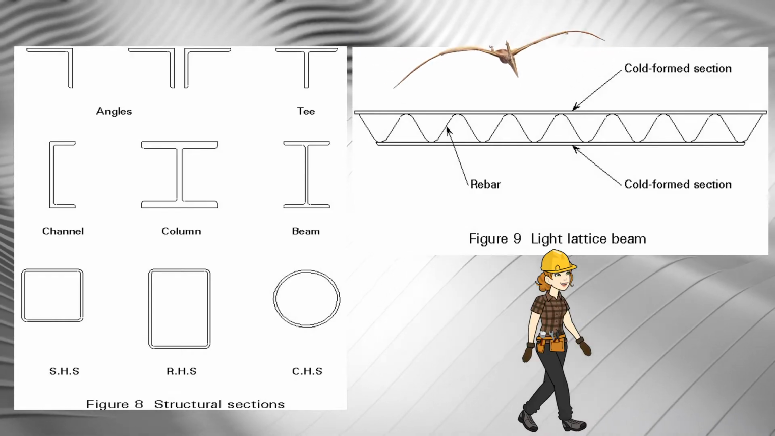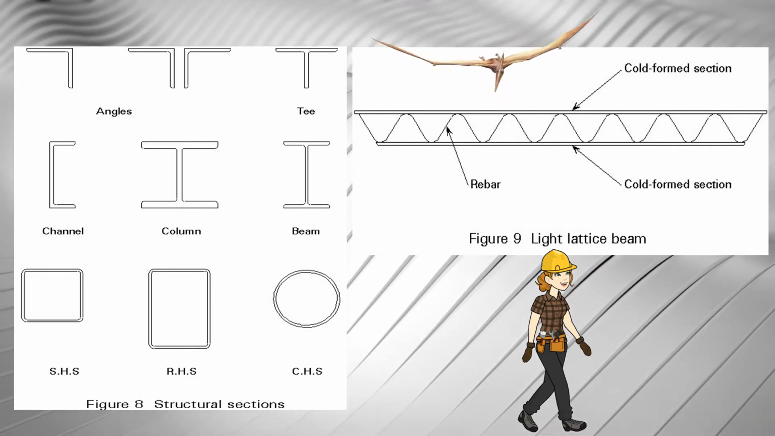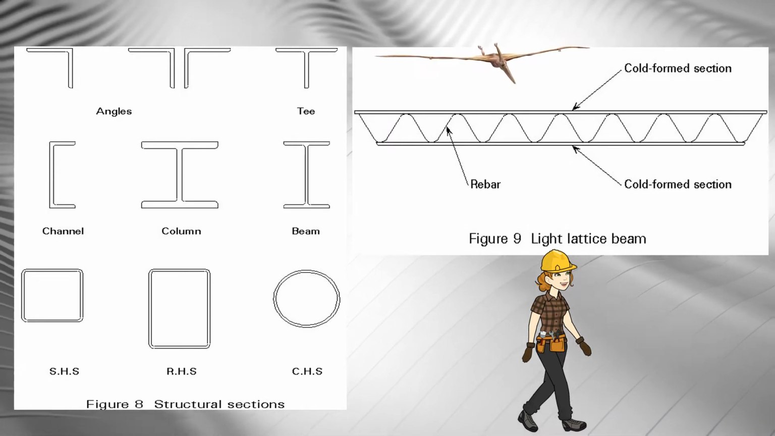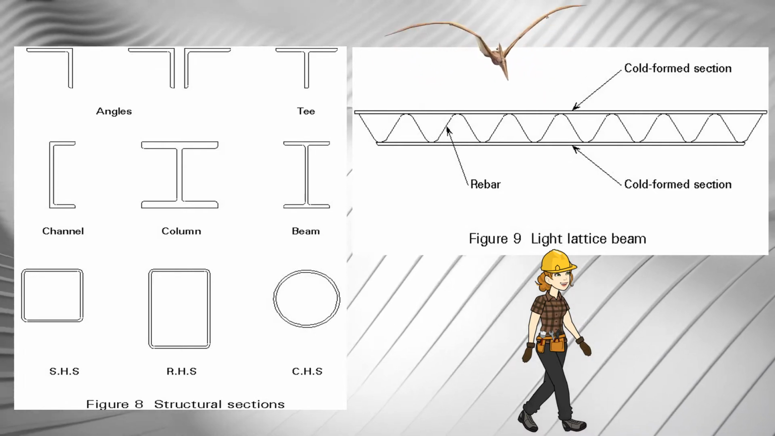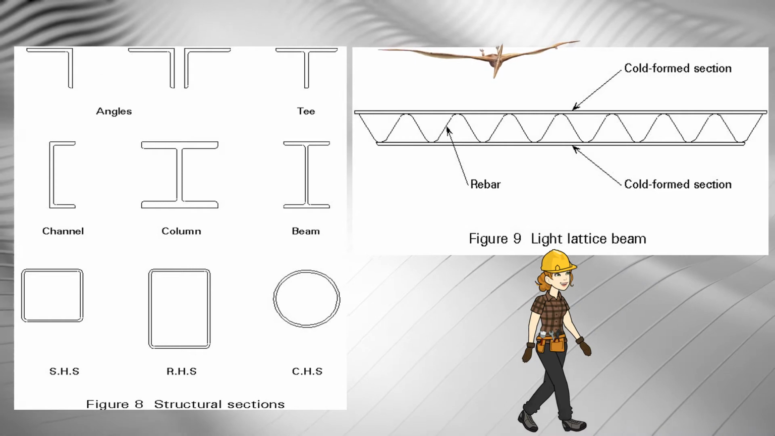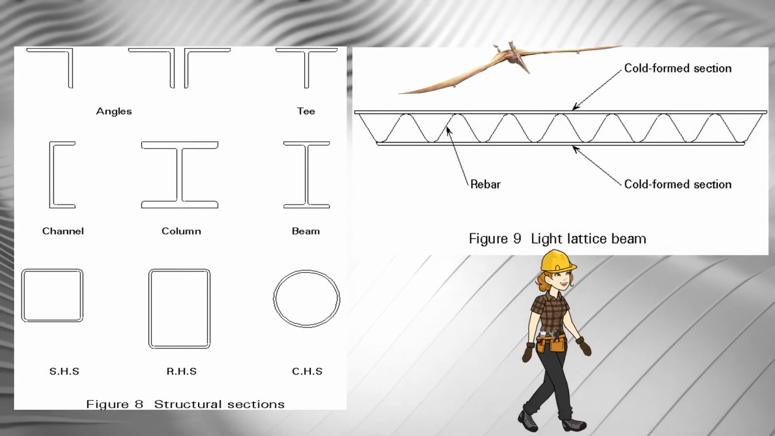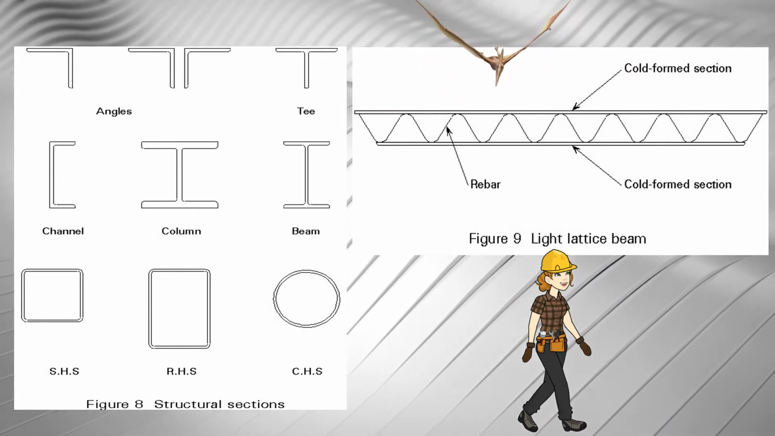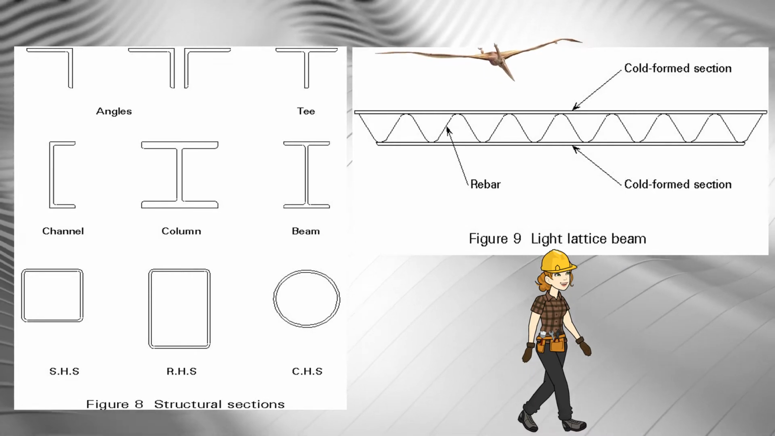A wide variety of structure sections may be used for lattice girders and roof trusses, including single angles, angle back-to-back, T's, H sections, or hollow sections as shown in Figure 8. For light loading, cold form section may be used as booms with reinforcing bars as the web member as shown in Figure 9.